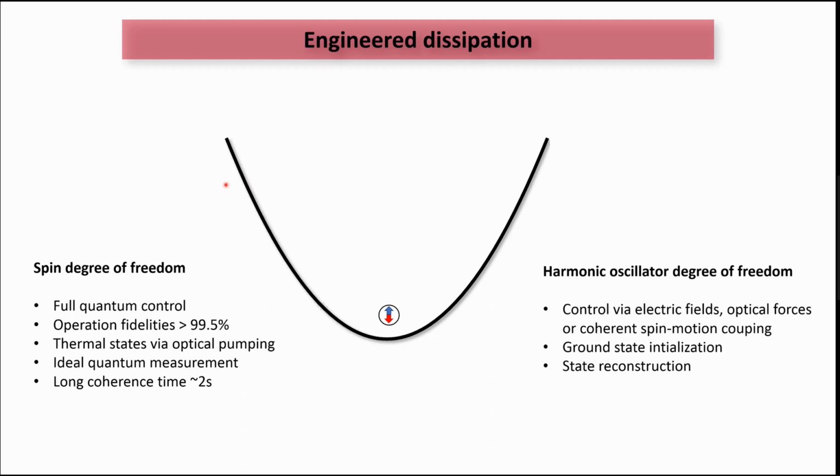Let me emphasize again that our trapped ion platform has the specific advantage that we also have full coherent control over harmonic oscillator degrees of freedom. There are even various ways to exert this control, which we scrutinize here. These can be controlled by electric fields, optical forces, or even by coherent spin motion coupling. We can initialize harmonic oscillators close to the quantum ground state, and we can do full quantum state reconstruction. So all of these things will be done here.